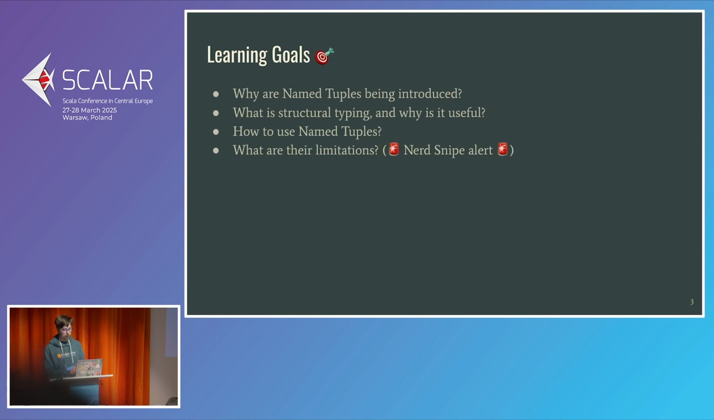So, I want to talk about basically why the named tuples are being introduced to the language. What are they? How do they relate to structural types, structural typing, what is useful about doing things with structural typing, and how to use named tuples, and what are their limitations, because I basically spent like 3 months or so working on demos for this talk, so I believe I understand the limits pretty well.